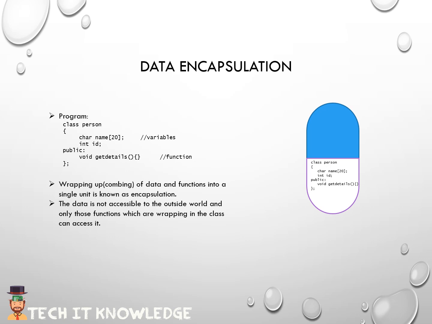So here the member functions can use the name and ID. Data encapsulation can be achieved by the access specifiers public, private, and protected. So this access specifier we'll see in detail in coming videos. For now, I can say here public is an access specifier.